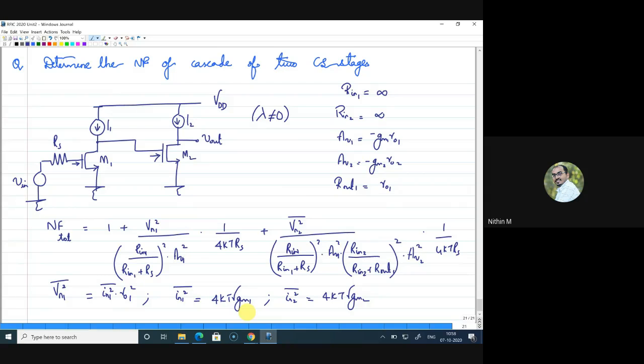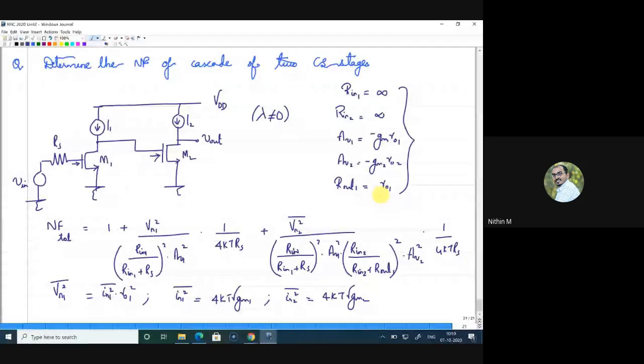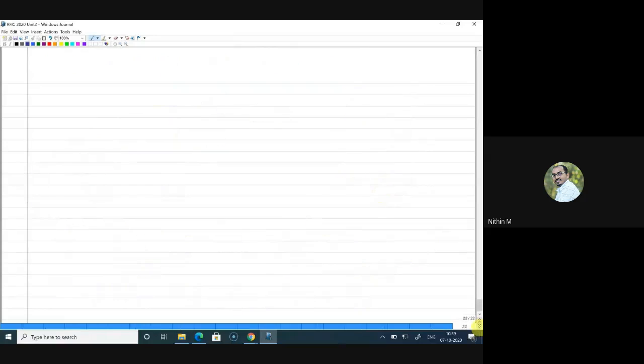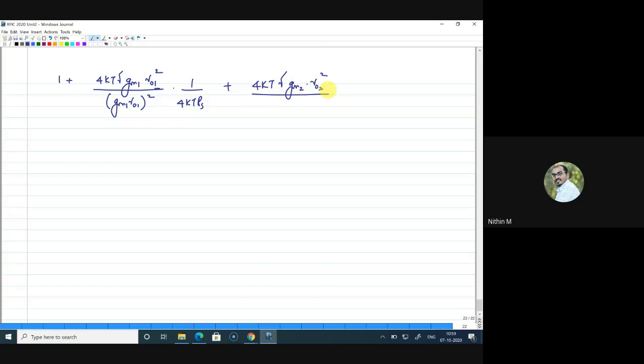Yeah, Rakshak, all right. So you can plug in this by substituting all these values there, and you will arrive at the final answer. Probably I can do one more step. It can be written as 1 plus 4KT gamma into Gm1 into Ro1 square divided by Gm1 Ro1 the whole square, into 1 by 4KTRs, plus 4KT into gamma into Gm2 Ro2 square divided by Gm2 Ro2 the whole square, into Gm1 Ro1 the whole square, into 1 by 4KTRs.